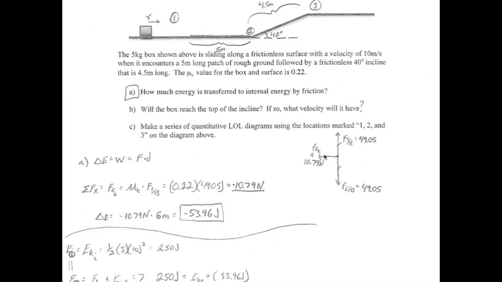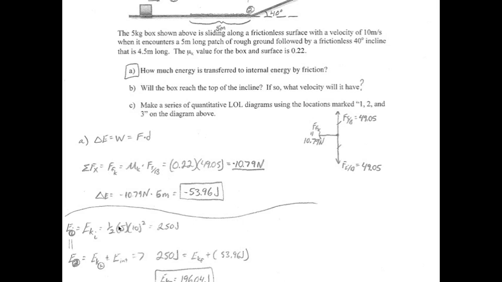So to find the frictional force, we use the mu sub k value of 0.22, multiply by the normal force, and get negative 10.79 newtons. Then multiplying by the distance over which that force was acting, we get a total of 53.96 joules of work done by friction. And so the negative sign, of course, showing that the work was negative.